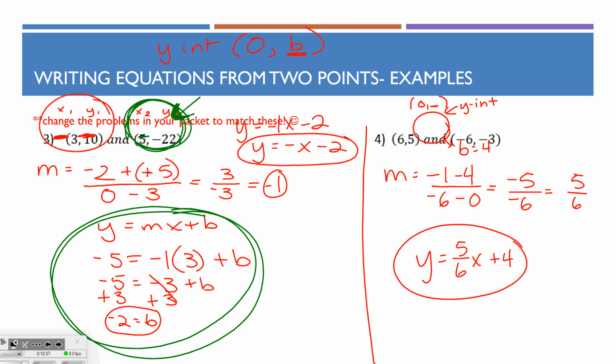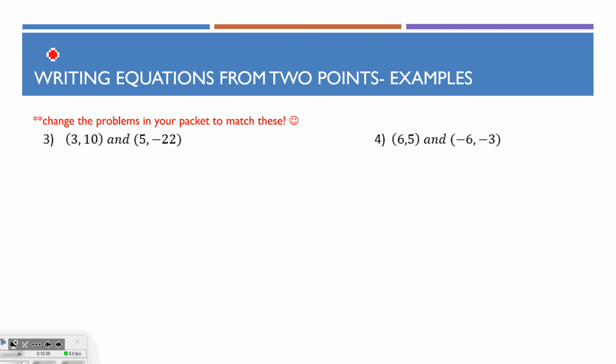All right, two more examples that we're going to do all together. You may have to change problems in your packet to match these ones that I have up here. You may or may not have to change them. So, okay, number 3. Make sure you have 3, 10, and 5, negative 22.